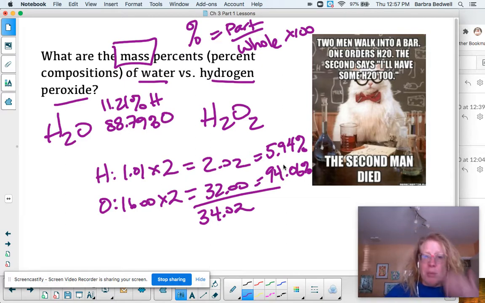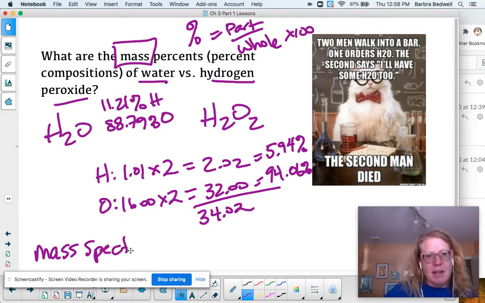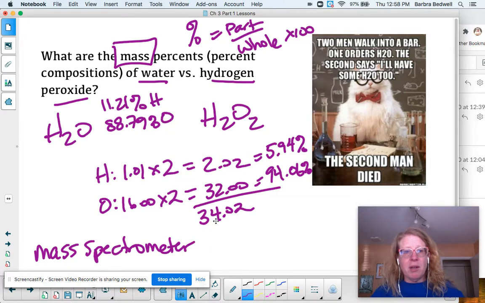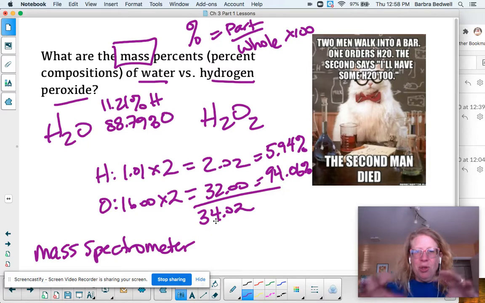Now we have to do a little bit more work to get formulas. We'll get that in the next one. By the way, the name of the equipment that's capable of doing this for us is something called a mass spectrometer. That's the thing where you can put a compound in and it can tell you what percent of the different masses are present. So just so you know, FYI, if you're interested.